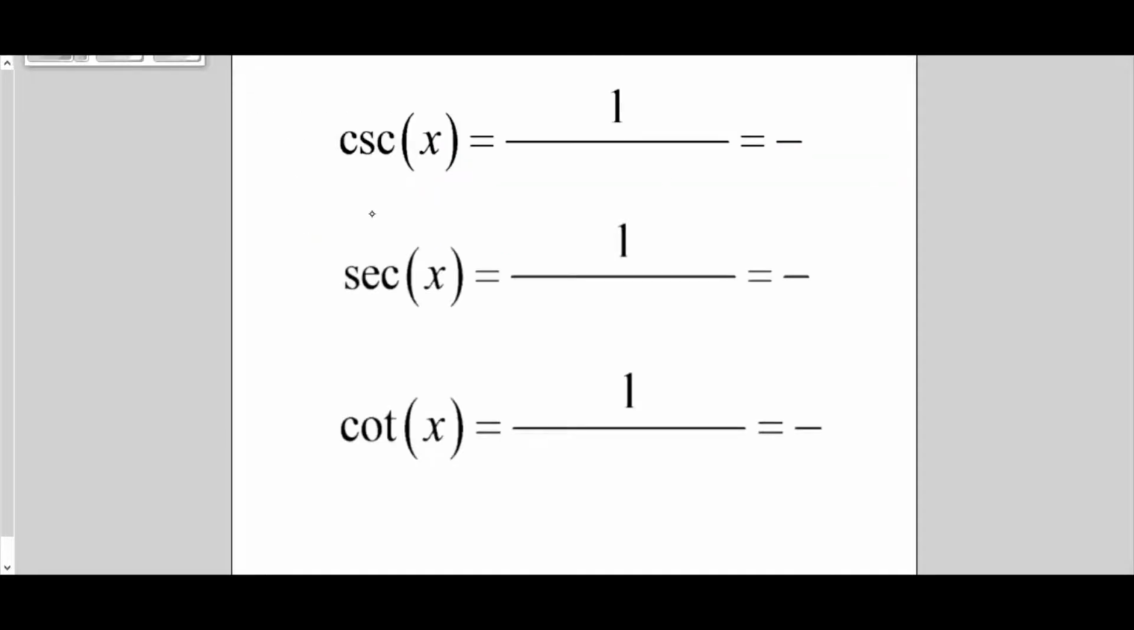So the three additional trig functions: cosecant of x is equal to 1 divided by the sine of x. So what this is really saying is I'm going to do the reciprocal of sine of x. So I'm just going to write out SOHCAHTOA, so we have it. Remember, sine is opposite over hypotenuse, so the reciprocal of that would be hypotenuse over opposite.